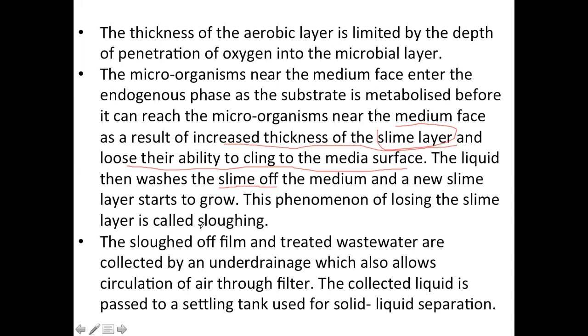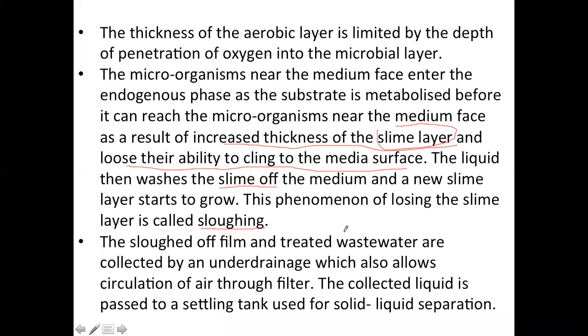This process is called sloughing. The sloughing process is very important in the case of a trickling filter. The slough film and treated wastewater are collected by the underdrain system, which also allows circulation of air through the filter. Means the air can also enter from the bottom, and the collected liquid passes through a settling tank used for solid-liquid separation. As I told you earlier, in the case of a trickling filter, the secondary sedimentation tank is also very important.